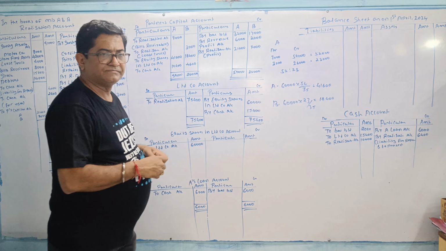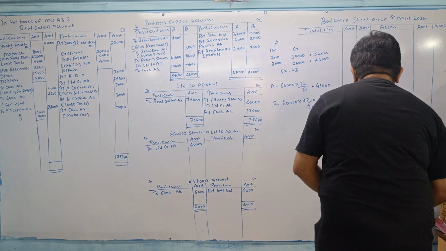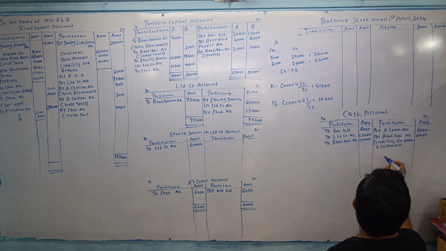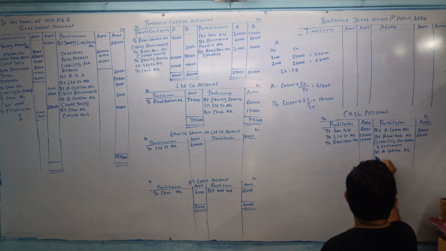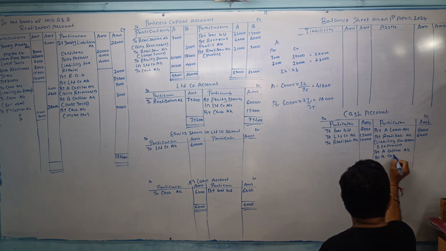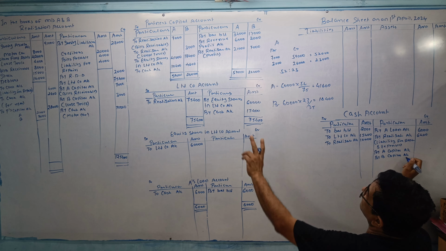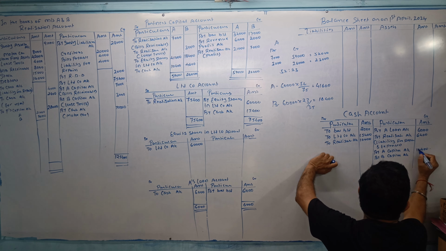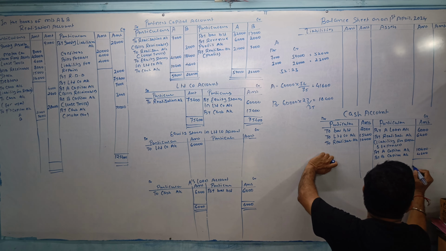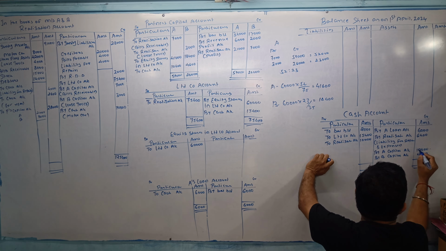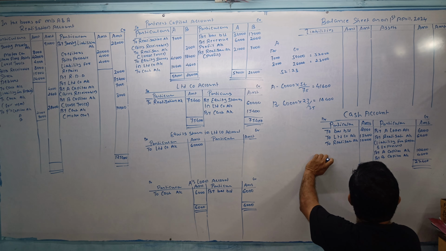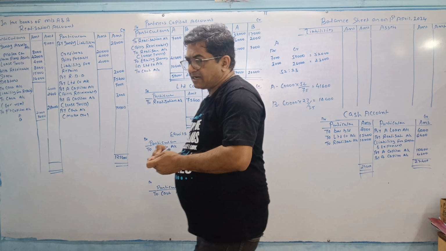सेकेंड इफेक्ट क्या आएगी? कैश के पेमेंट साइड में by A capital account, by B capital account, 10,400 and 4,600. 27,400 your cash account tallied. Now we will start with the balance sheet.